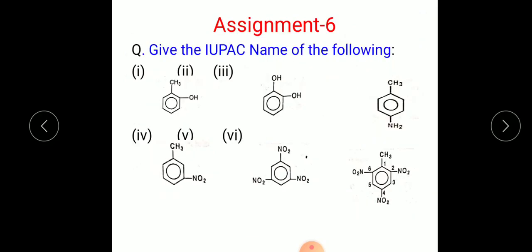So the assignment for today, assignment number 6: give the IUPAC name of the following. One will be this one, second one, third one is this one, then fourth one, fifth one, sixth one. Complete this assignment and send it in my mail.